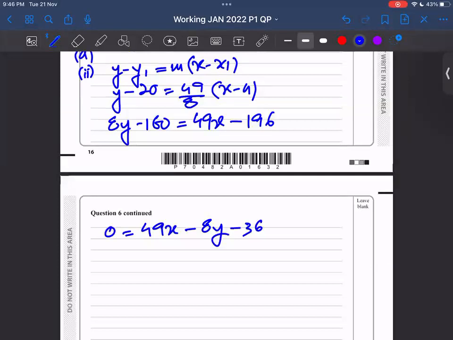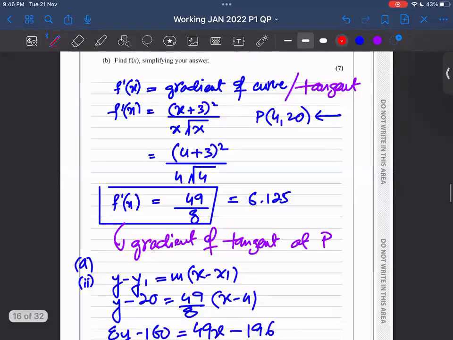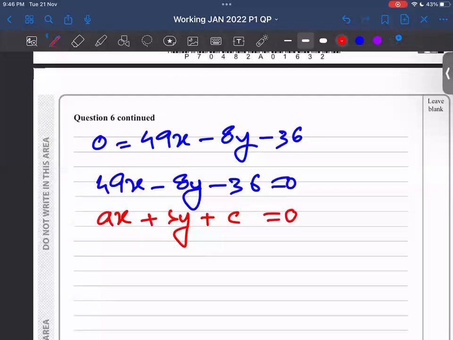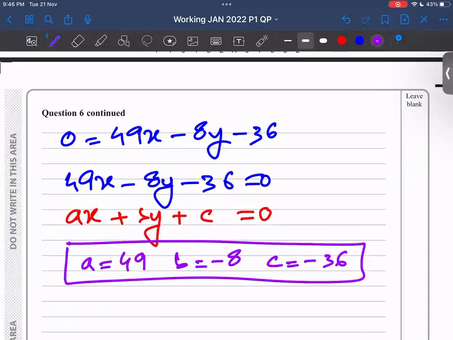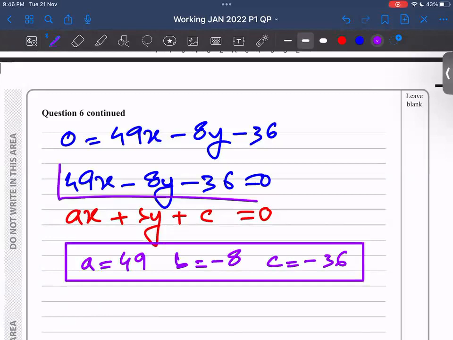Just write it like this and then compare it with ax plus by plus c equal to 0. On comparison, you will get the value of a, 49, the value of b, which is minus 8, the value of c is minus 36. So both of these are your answers.